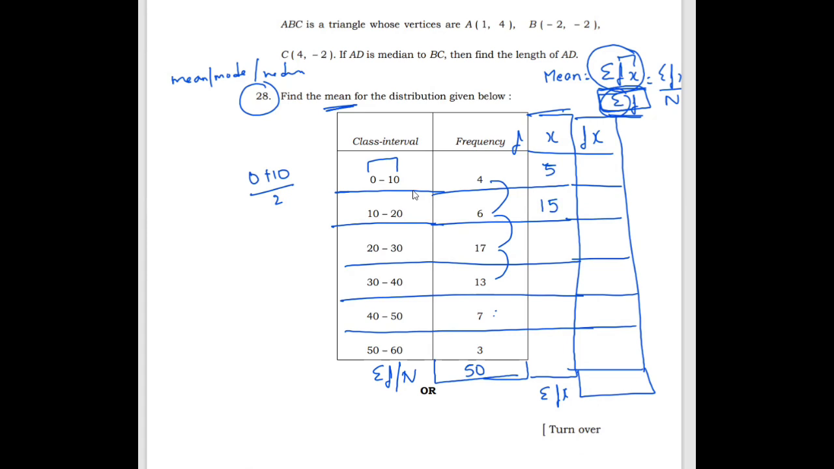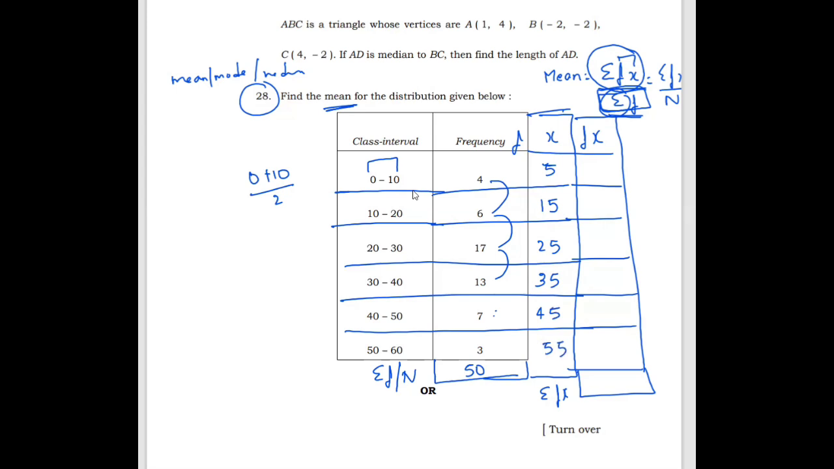Okay. 20 to 30, what is the middle? If you don't get what I said, add. 10 plus 20 is 30. 30 by 2 is 15. 20 and 30, middle number is 25. 30 and 40, middle number is 35. 40 and 50, it is 45. 50 and 60, it is 55.